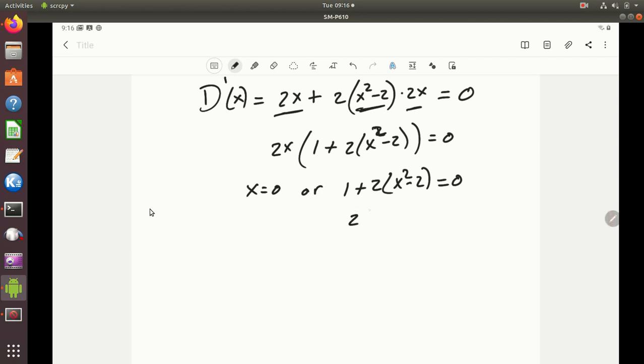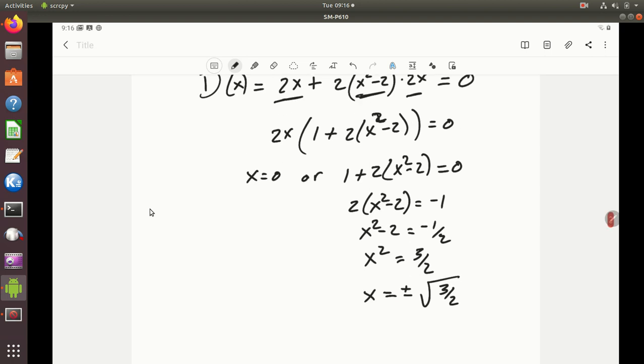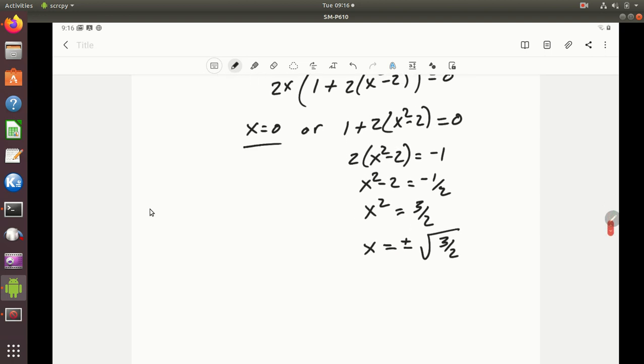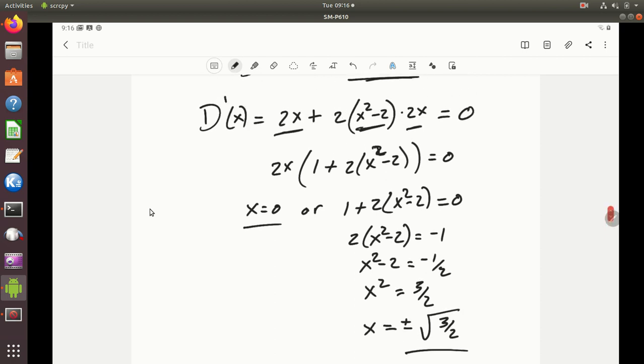So I have 2 times x squared minus 2 is equal to negative 1. And so x squared minus 2 is equal to negative 1/2. And add 2 to both sides, I get 3/2. And so x here is plus or minus the square root of 3/2. Okay, so there are my critical numbers, 0 and then plus or minus square root of 3/2. I'm going to check concavity.